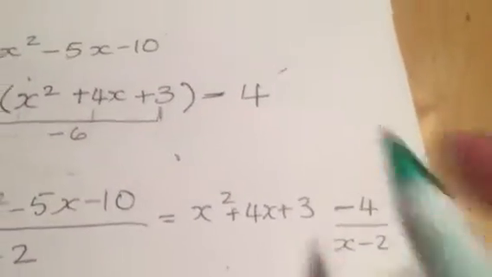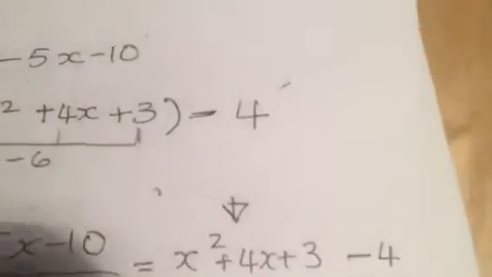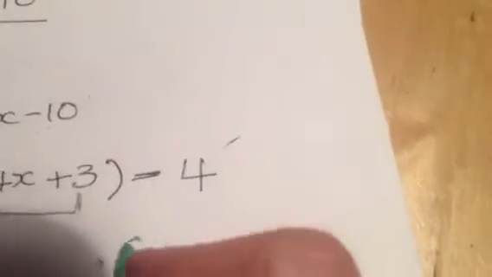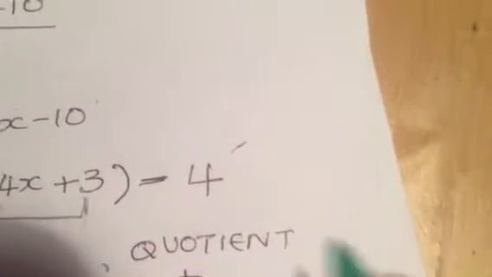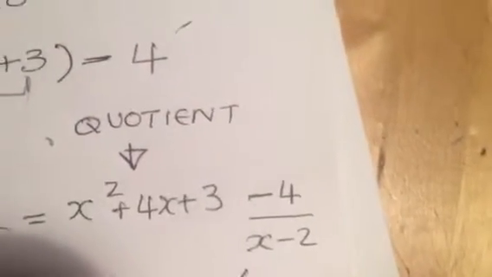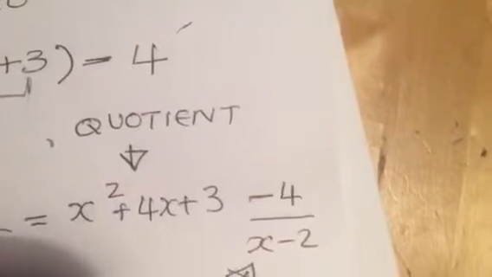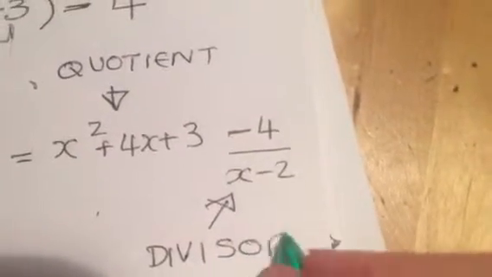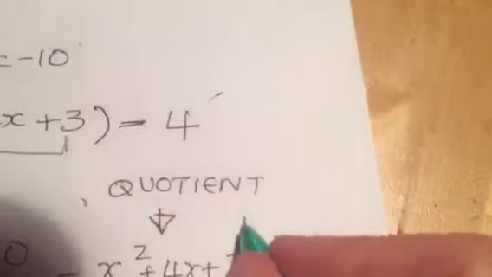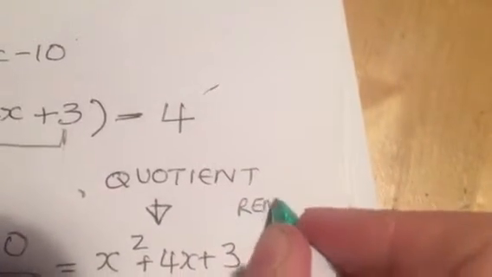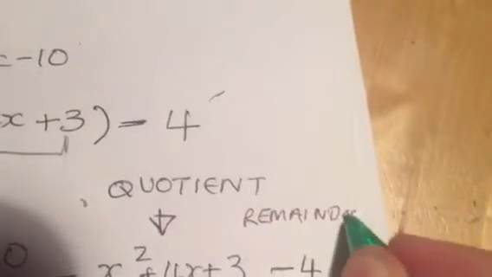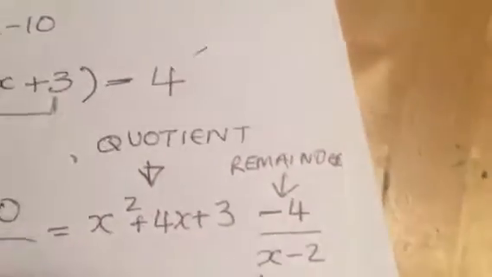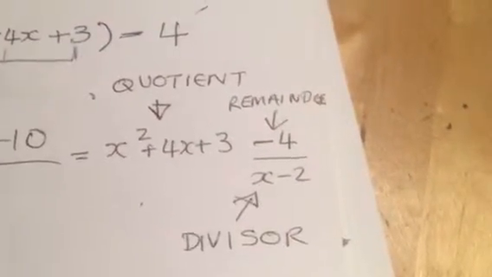So the key terms are, this bit is called the quotient, the x minus 2 is called the divisor, and the minus 4 is the remainder. And you need to know those terms as well.